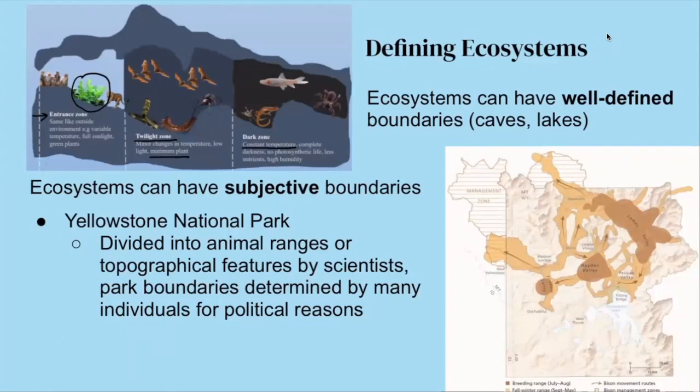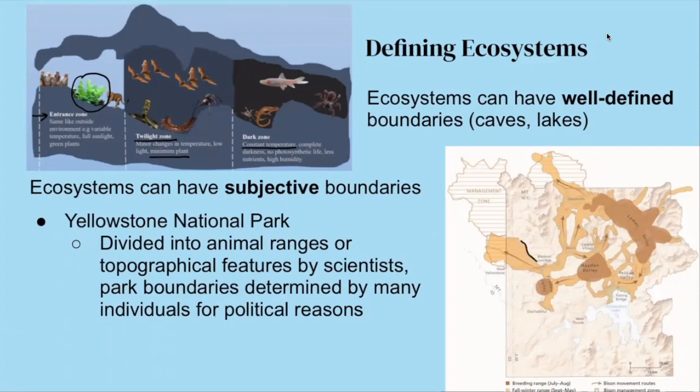Ecosystems can also have subjective boundaries. Yellowstone National Park is a really great example of this. Within the park, we can have different ecosystems that are divided by people with different interests. So for example, scientists can divide Yellowstone into animal ranges. That's what we see in this image on the right.